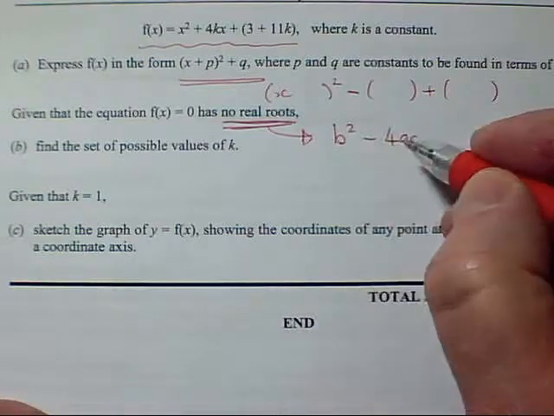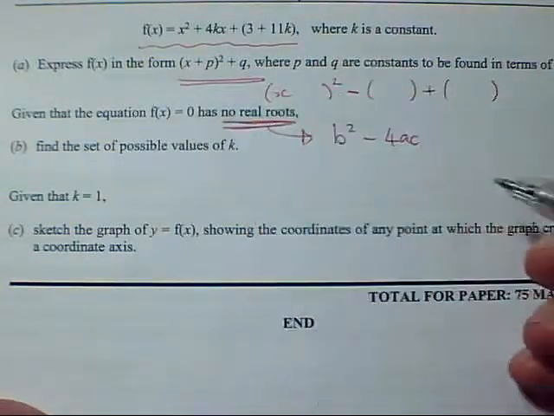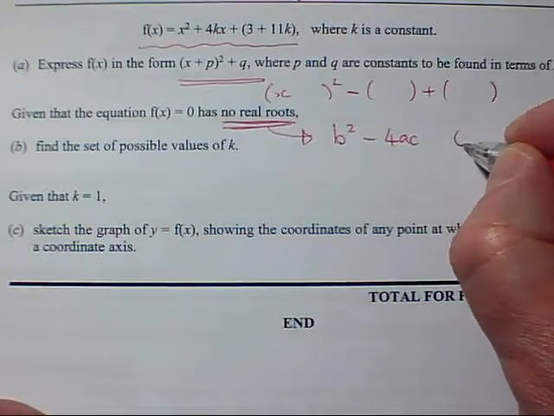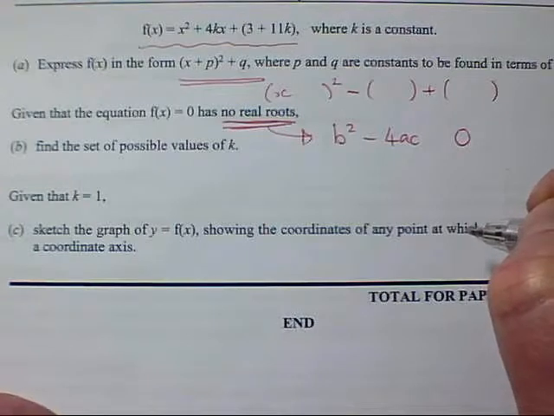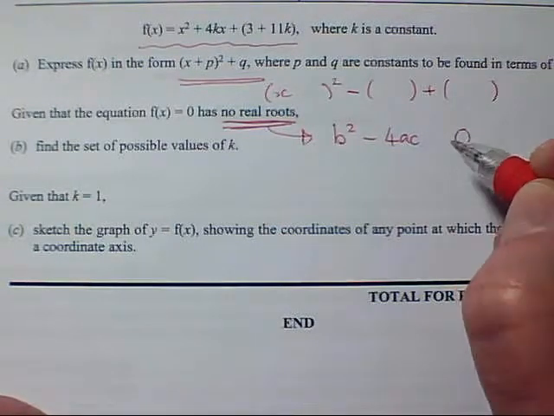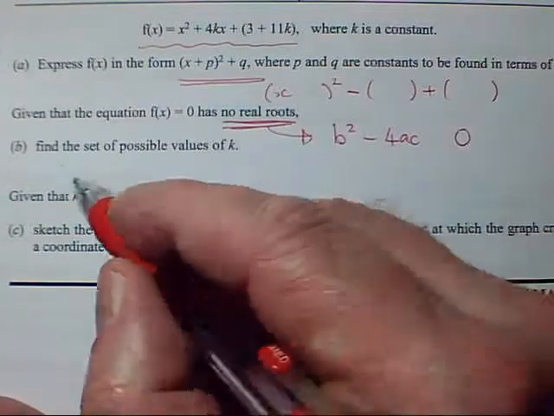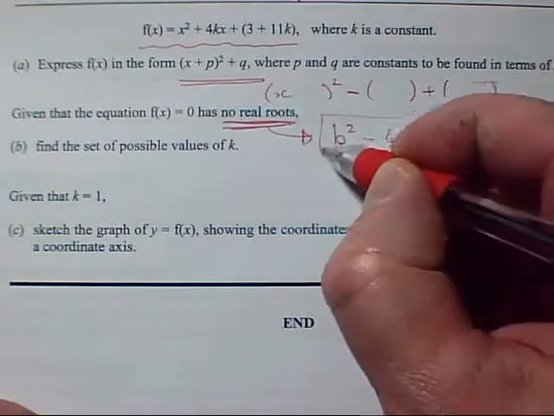Okay, and b squared minus 4ac is not enough on its own. In this kind of question, when we know the number of roots, we need to say how b squared minus 4ac relates to naught. It might be greater than naught or equal to naught or less than naught. Okay, you have to put the correct symbol here straight away, please, not as an afterthought later on. And we've got to find the set of possible values of k. Okay, so this is our starting point.